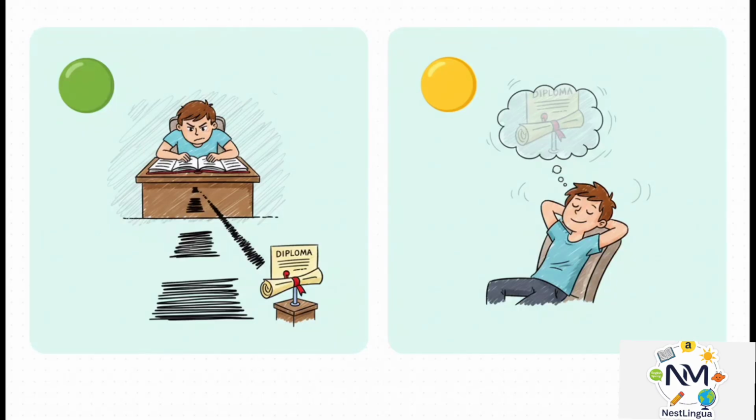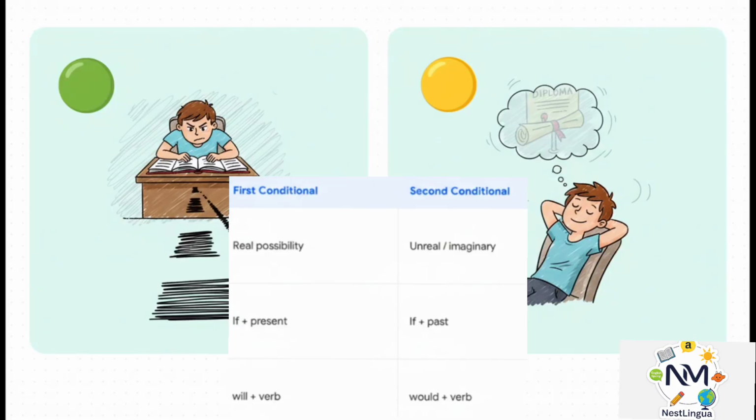This little comparison makes the difference so clear. The first conditional is a real possibility. If I study, I will pass. That can really happen. But the second conditional is more like a dream, or maybe an excuse. If I studied, I would pass, which kind of suggests that I'm not studying now. See?